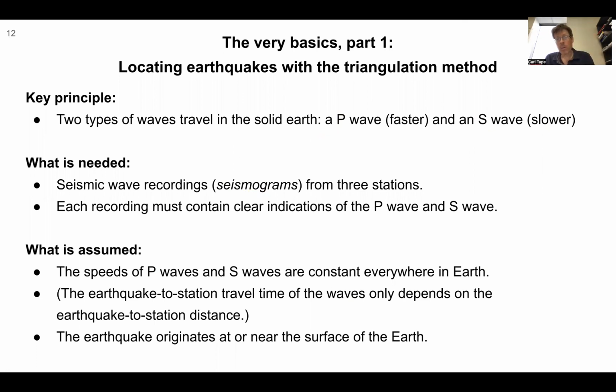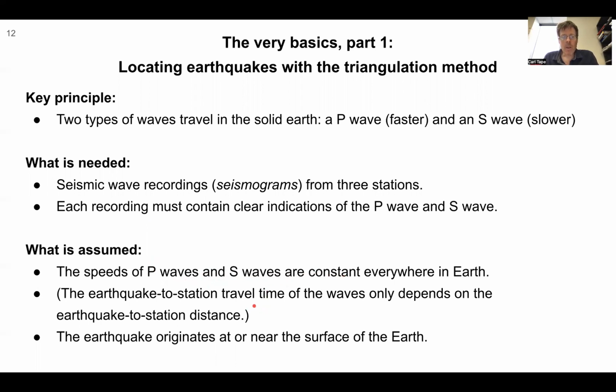There's a lot of things recorded by seismic stations, all kinds of activity, from cars driving by, animals, things in the atmosphere. But what we're looking at is something that has clear P and S waves. What is assumed in this process is that the speeds of the P waves and S waves are constant everywhere on Earth. This isn't entirely true, but it works fine. The Earth has a lot of variability, so these waves don't actually travel at constant speeds, but we can use some approximation to get an idea of where the earthquake is.